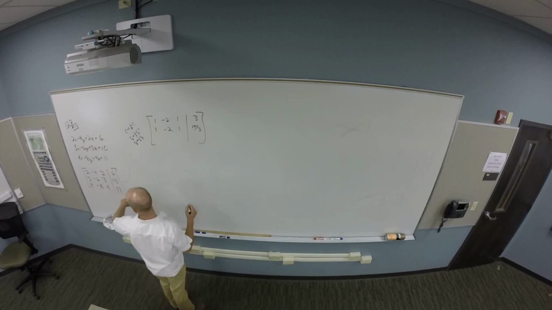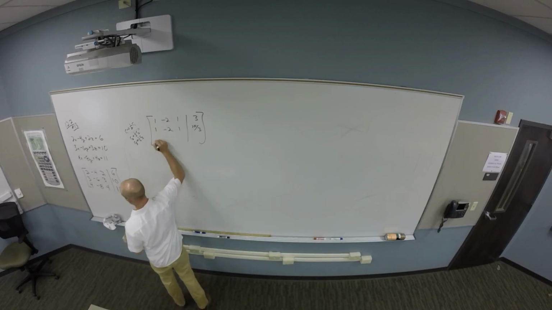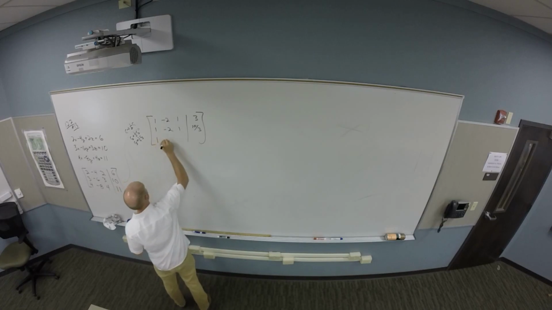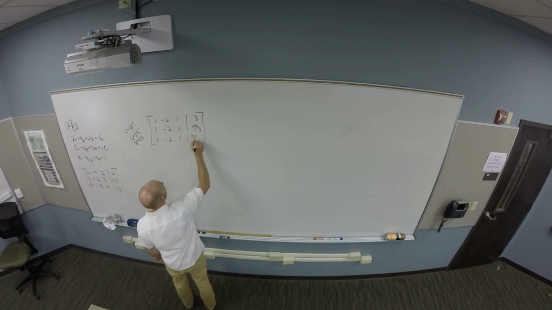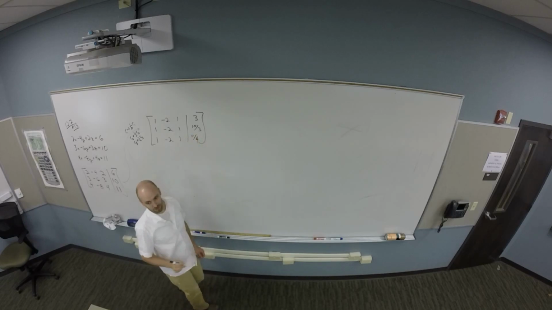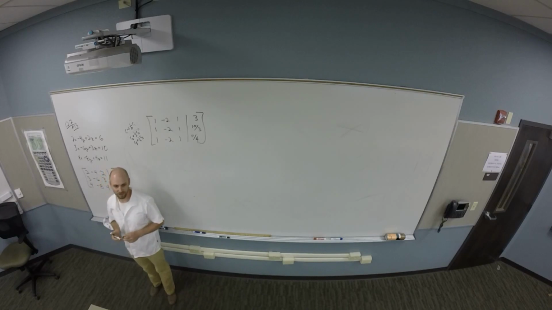So for the third one, what have I got? 1, negative 2, 1, 1, negative 2, 1 again, right? And then 11 fourths. Okay, now without stressing your head too hard, what's happening here? What's gonna happen in my next step?